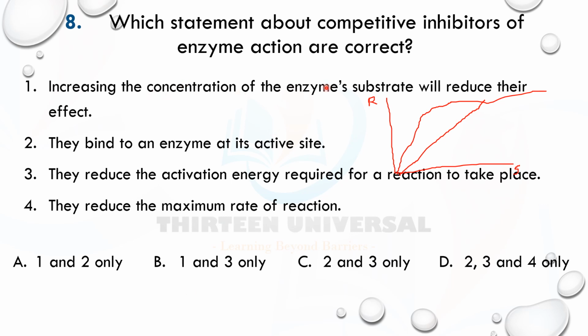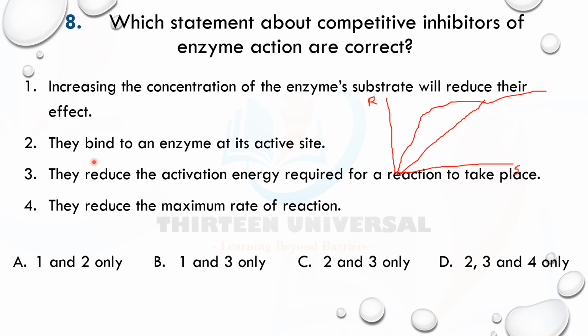If we increase the substrate, we're increasing substrate concentration. If you continue to increase it, remember that substrate concentration will be more than the inhibitors. So they are competing with inhibitors for the active site because they have similar shape. So the substrate will bind more to the active site, and that reduces the effect of the inhibitor. So one is correct.